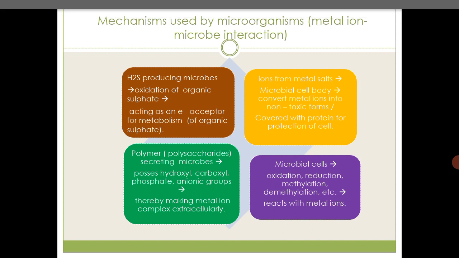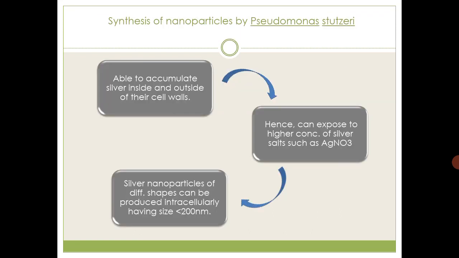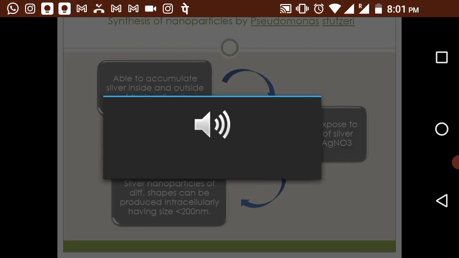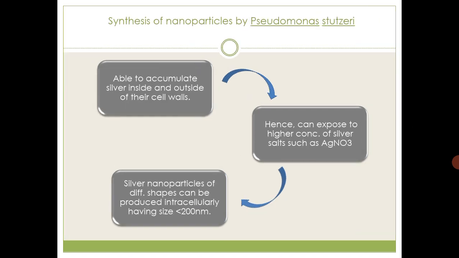Now we will see the synthesis of the nanoparticles with the examples of some microorganisms. So starting with the Pseudomonas species, Pseudomonas struzeri. This strain of the Pseudomonas is able to accumulate the silver particles inside and the outside of their cell wall.